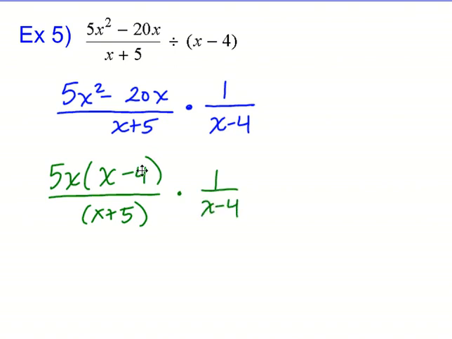We're going to cancel where we can. The x minus 4s will go away. And then our final simplification is 5x divided by x plus 5. Hopefully this helps you understand a little bit more about multiplying and dividing of rational expressions.